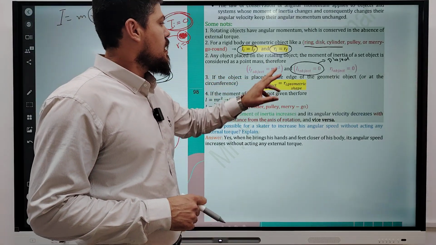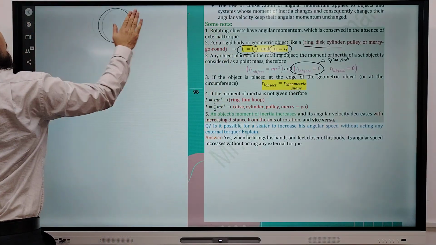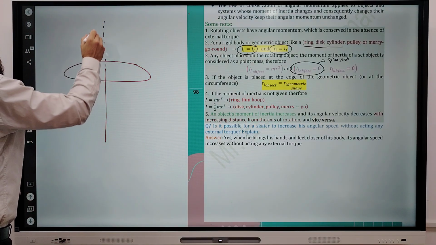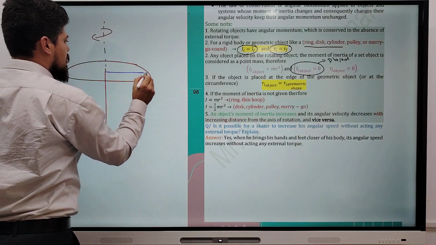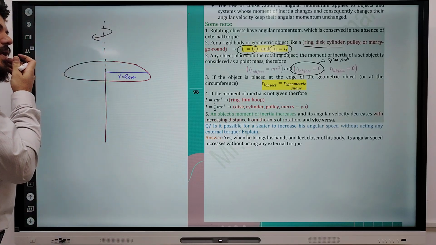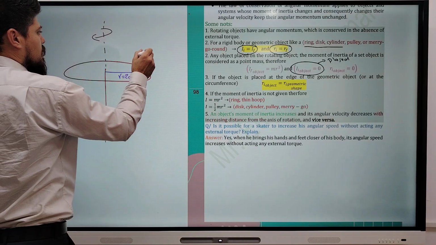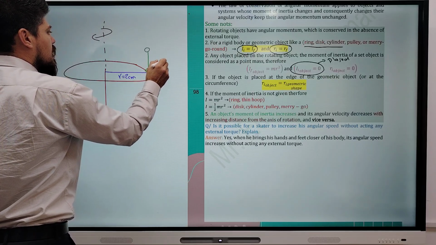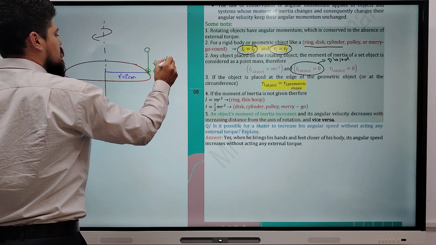If the object is placed at the edge of the geometric shape, this is also very important, so be careful. When the object is located at the edge of the geometric shape, assume that the radius of this geometric shape is 2 centimeters, for example. If the object starts moving at the edge of this merry-go-round, for example when a child is moving at the edge, then r initial of the object is equal to the radius of the geometric shape or merry-go-round.